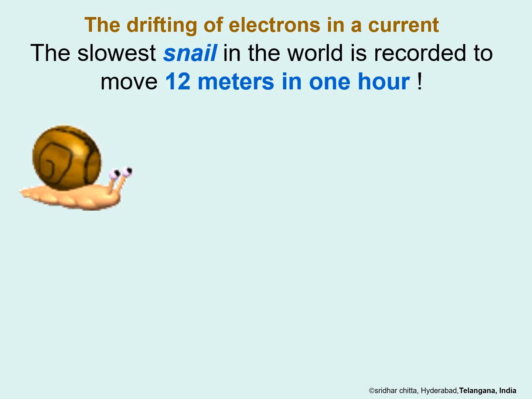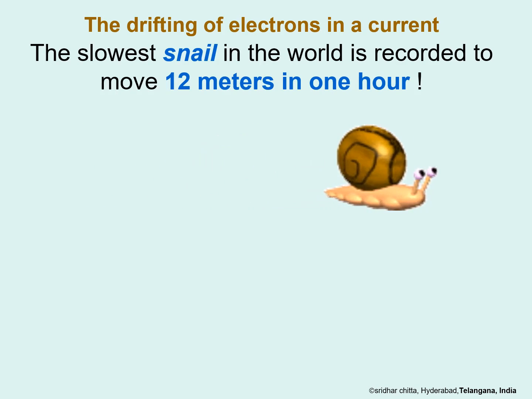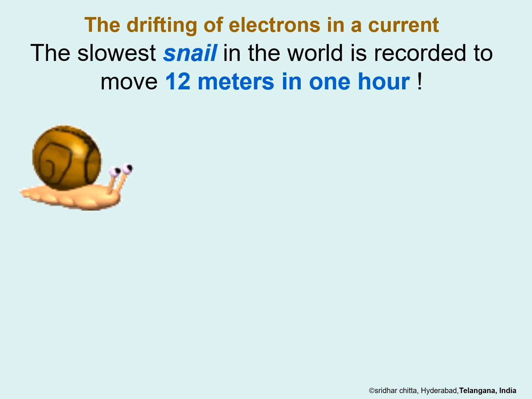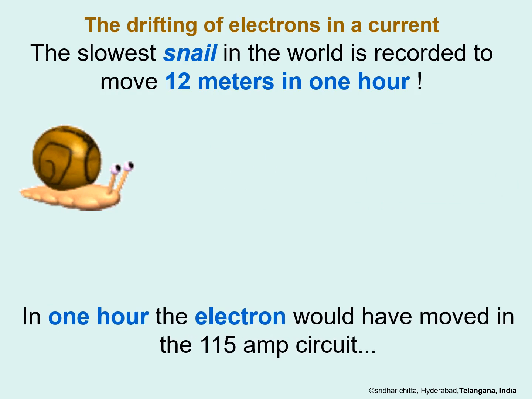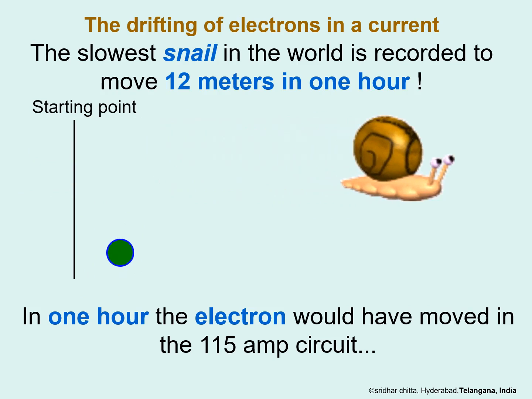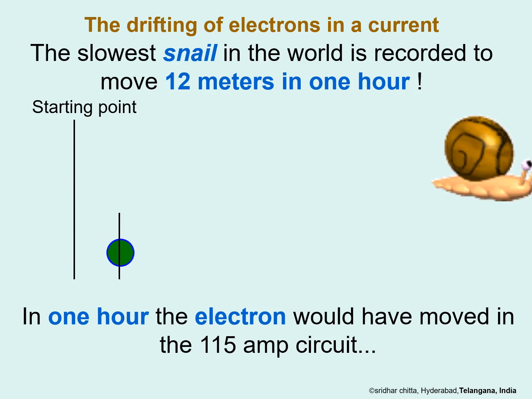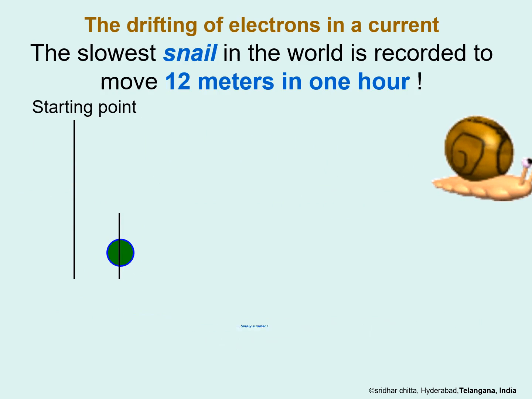The slowest snail in the world is recorded to move 12 meters in 1 hour. In 1 hour, the electron would have moved in the 115 amp circuit barely a meter.